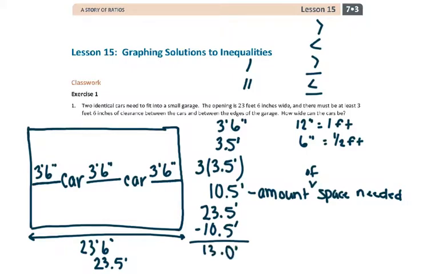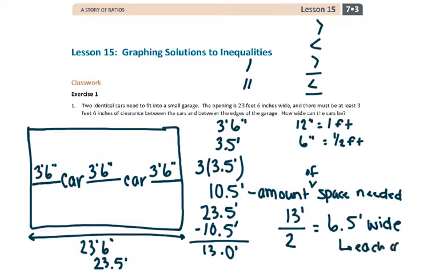But remember, my question is asking me how wide can each car be? So this is telling me that my cars in total, when I put them together, can be 13 feet wide. But I want to know how wide each car can be. So I'm going to take 13 feet and divide it by 2. And when I divide 13 feet by 2, because it's 2 cars, I get 6.5 feet. So that means that each car can be 6.5 feet wide.